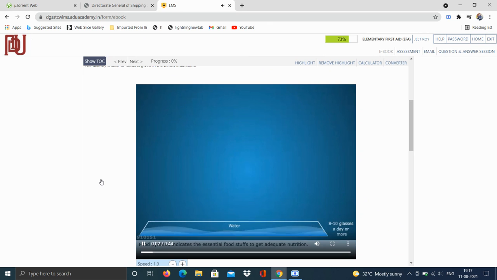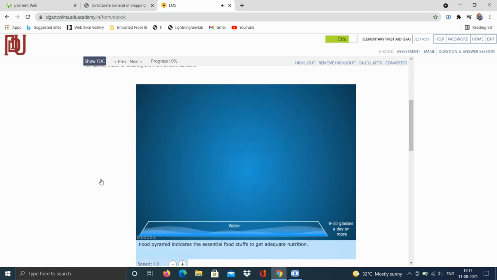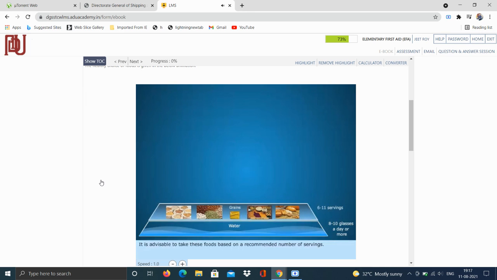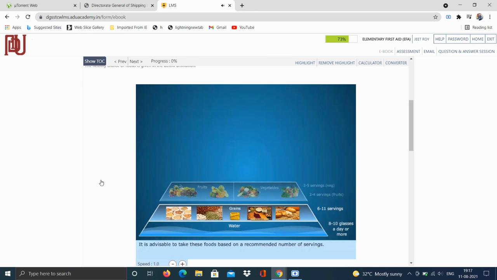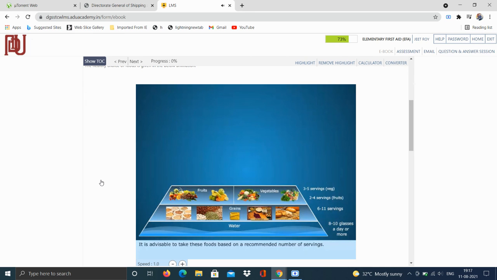The food pyramid indicates the essential foodstuffs to get adequate nutrition. It is advisable to take these foods based on a recommended number of servings. Foods at the bottom, like grains, have the highest number of servings as well as nutrition.